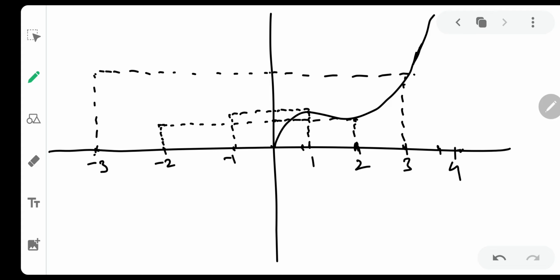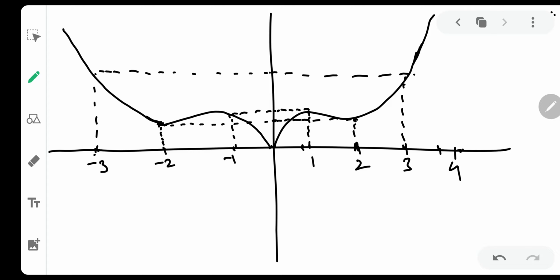Okay, I'll try to replicate this graph. I'm not that good at drawing graphs, but I can try. Okay, one can always try, right? One can always try, and I think I did a fairly good job.